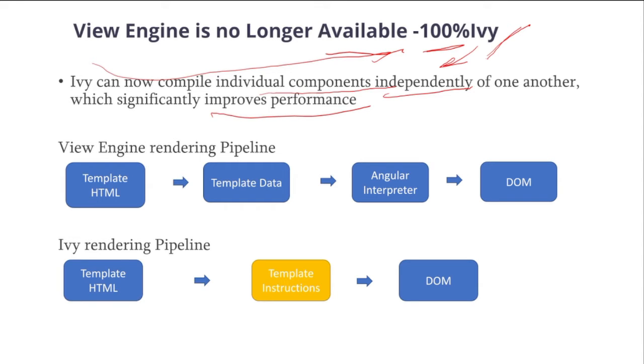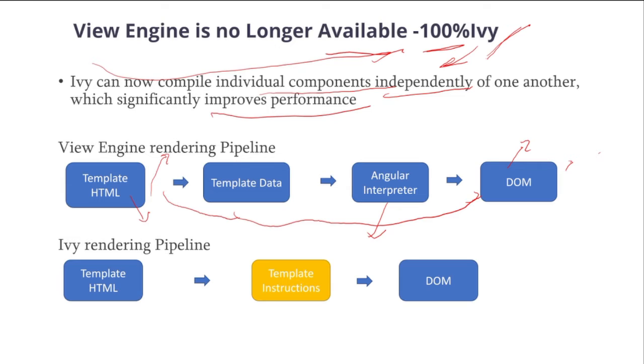Let's see how View Engine works. We have template HTML. It has template variables. These template variables synchronize with scripting variables, and it gathers the template information. This information translates to the DOM through the Angular interpreter. DOM means Document Object Model. Then it automatically renders the view.